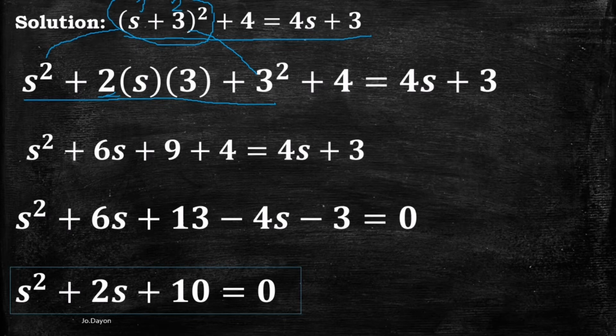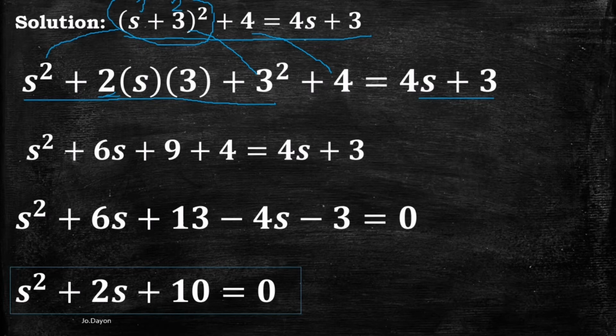Again, to get the product of the square of the binomial, the first term is equal to the square of the first term. The second term is equal to twice the product of the first term and the second term. And the third term is equal to the square of the second term of the binomial. Now we are going to copy the remaining terms: plus 4 equals 4s plus 3. Then after that, of course, we are going to simplify further.